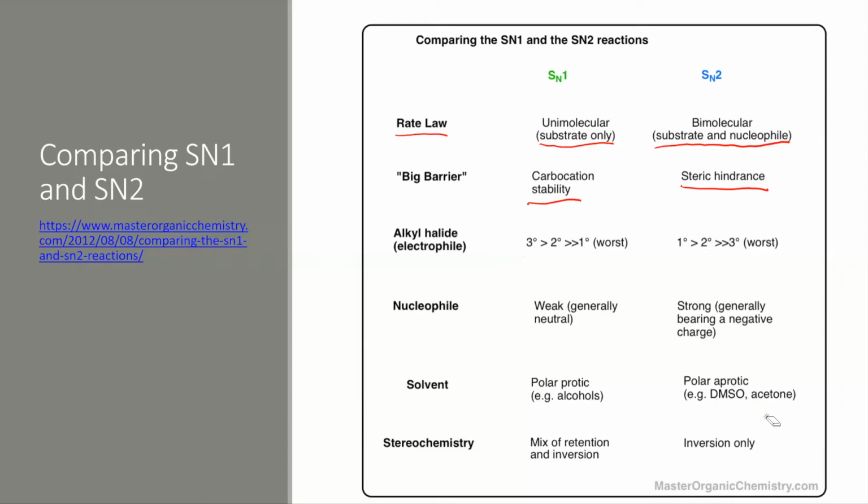And the stereochemistry. In an SN1, remember we have a mixture occurring of both retention and inversion, but generally this can be swayed towards more or less inversion occurring. And for an SN2 reaction, you only have inversion occurring. It's 100% stereospecific.